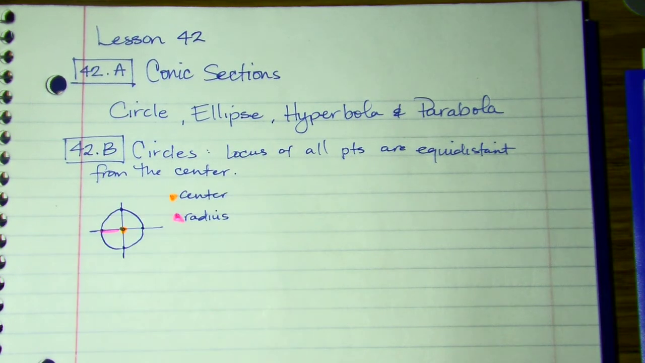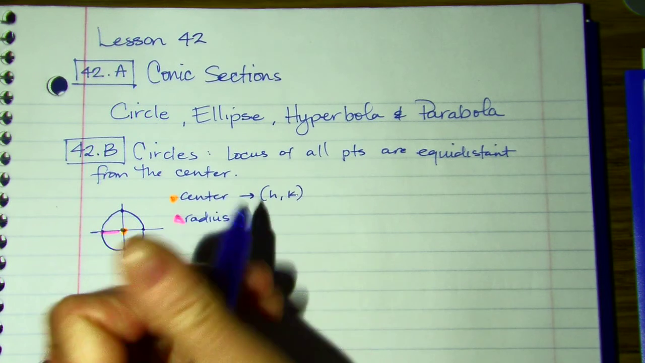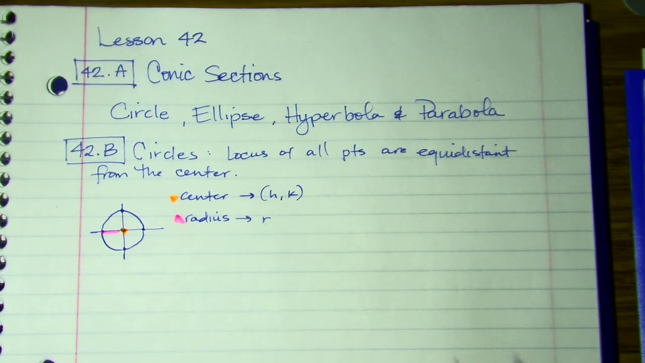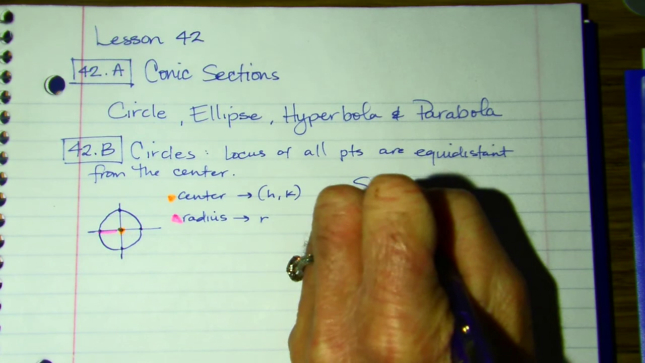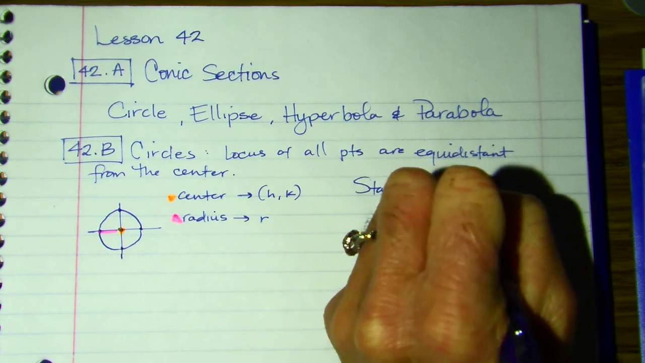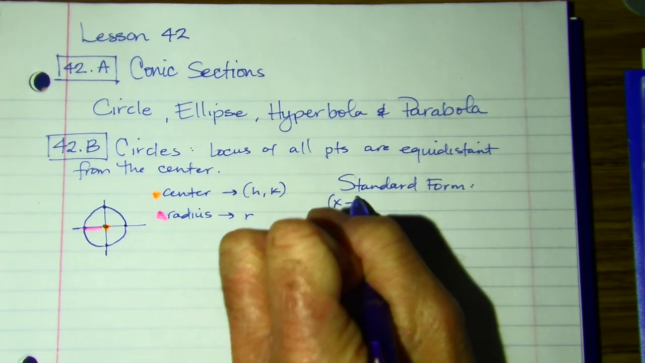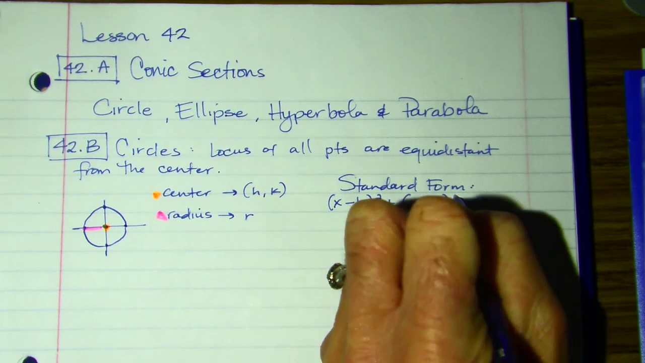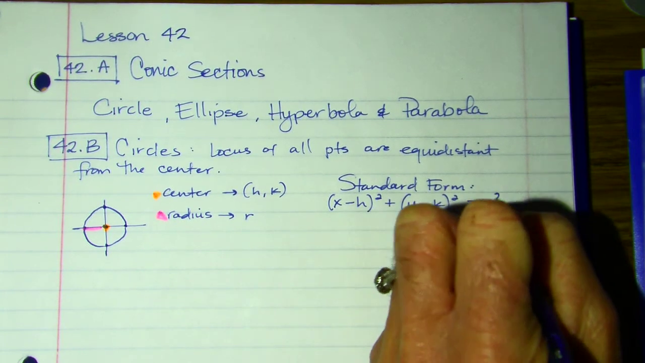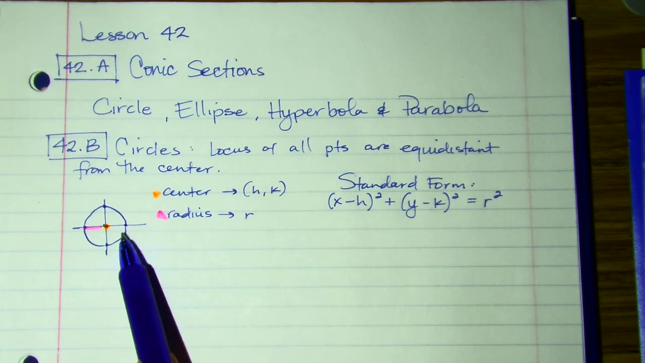Now, in our equation, our center is represented by h, k, and our radius is represented by r. So standard form of our equation is the following. Parentheses, x minus h squared plus y minus k squared equals our radius squared. Again, h and k is our center, r represents our radius.